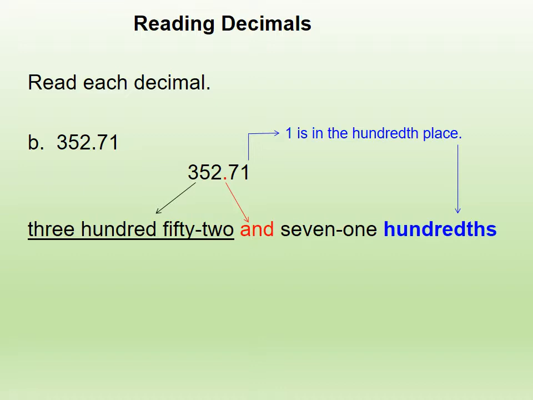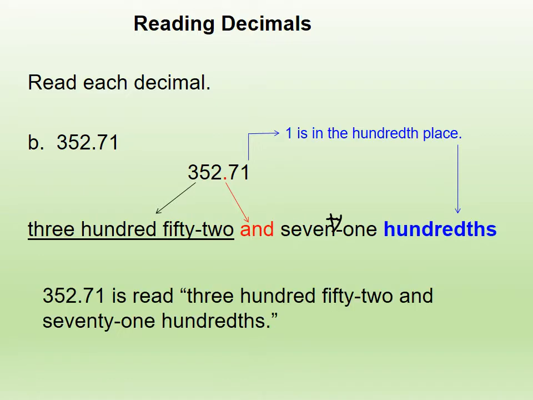352 and 70, 71, 70, oops, I did that on purpose to keep you guys on your toes. 71 hundredths, because that's the place value. Okay? Beautiful, beautiful.